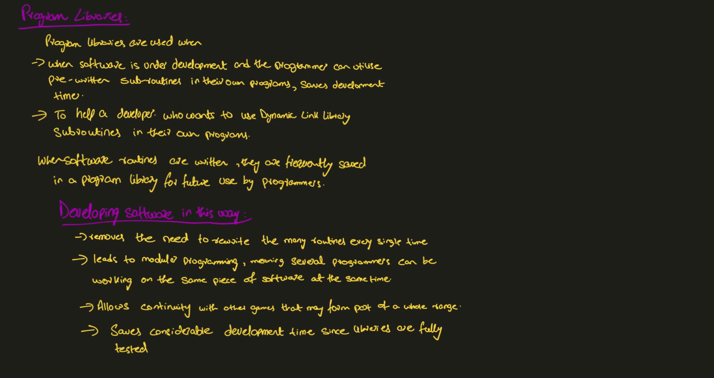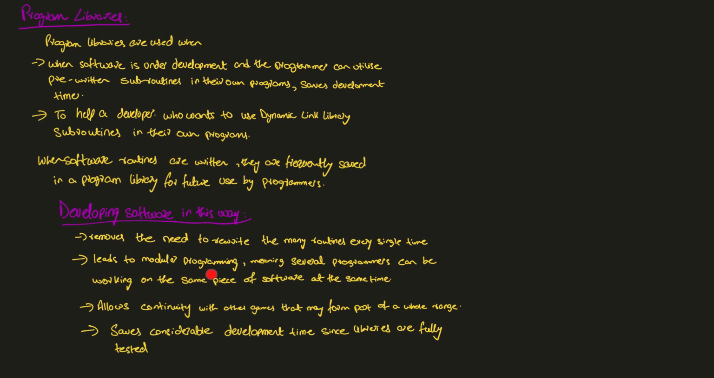So a lot of subroutines may be available to you when you start programming, and you can use them. It saves a lot of time because it's already pre-written, pre-tested, right? So now we look at what happens when you develop software this way. This removes the need to rewrite many routines every single time. If you have a subroutine that has already been written and tested, you can basically just import it into your own program and then use it, right?